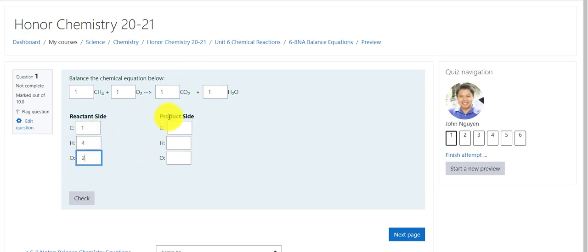On the product side, we have carbon. Here we have carbon, 1 times 1 is 1. Then we have hydrogen, which is right here, 2 times 1 is 2. For oxygen, we have oxygen here and oxygen there. Here we have 2 times 1 is 2, and over here, 1 times 1 is 1. So 2 plus 1 gave you 3. And if we look at this list, notice how carbon is balanced. Hydrogen is not. Oxygen is not.